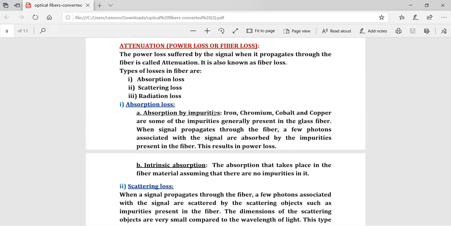That is one type of loss. Second one is, if you assume that there are no impurities present in the silica glass of which the fiber is made of, then the material itself has a tendency to absorb the light energy, however small it may be. So that is called intrinsic absorption. Whatever may be, it is a loss in the light signal. This is called absorption losses.